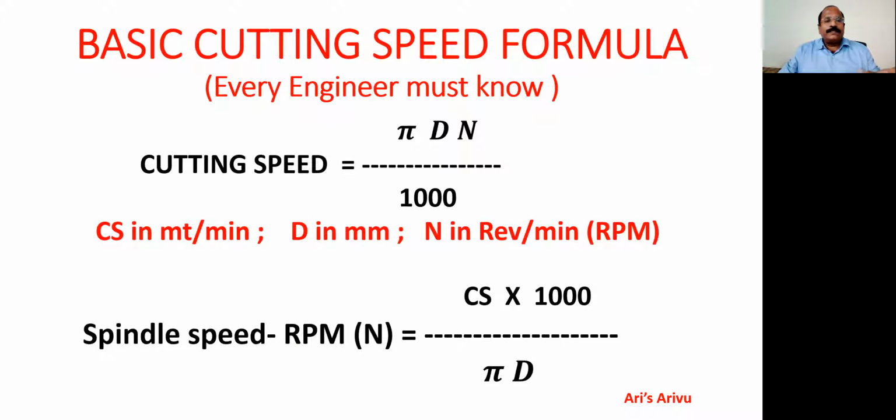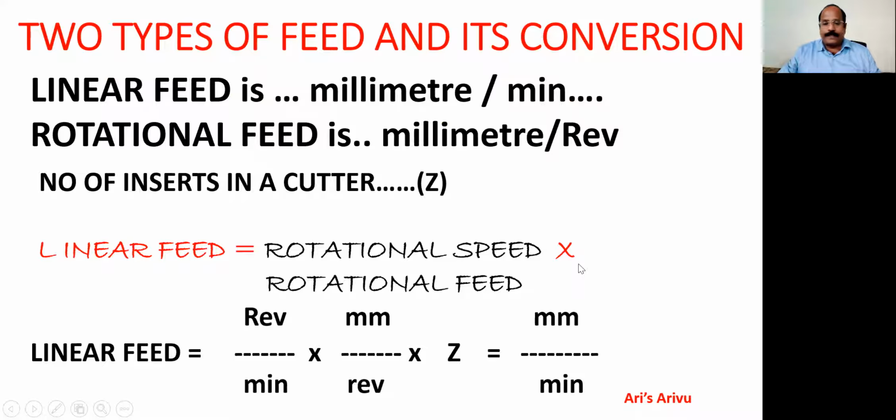Now, this is the basic cutting speed formula, which every engineer must know. Even if you wake them up at midnight and ask, they should know, because this is a fundamental formula required for any manufacturing. Cutting speed equals pi d n by 1000. This 1000 is to convert millimeters into meters, because cutting speed comes in meters per minute and diameter comes in millimeters. That is why 1000 comes into the picture. N is nothing but RPM. With this formula, once the cutting speed is given by the supplier of the tool, we can always find the spindle RPM or cutter RPM, and then fit it into the machine.